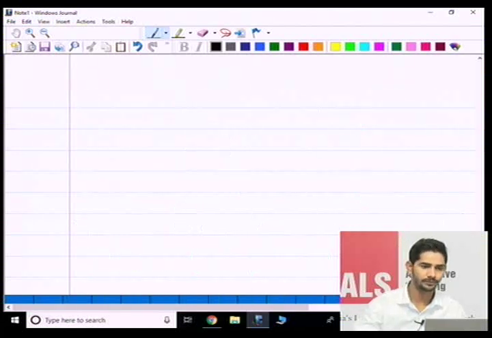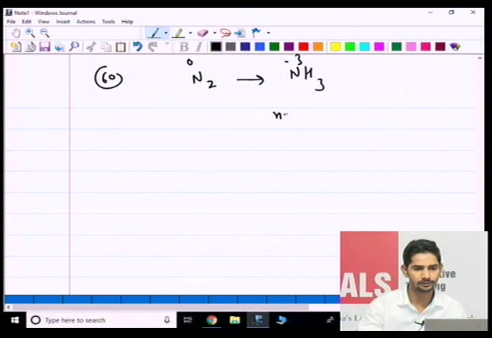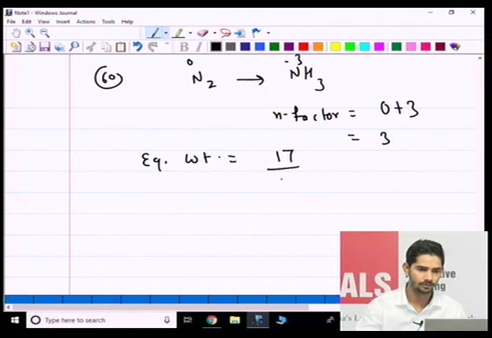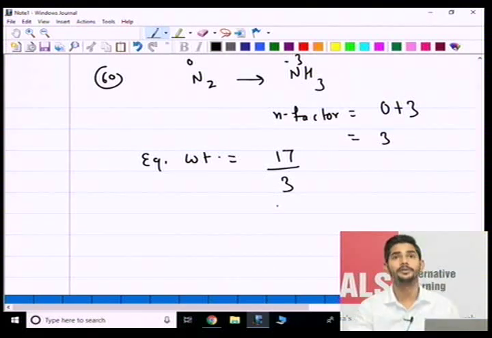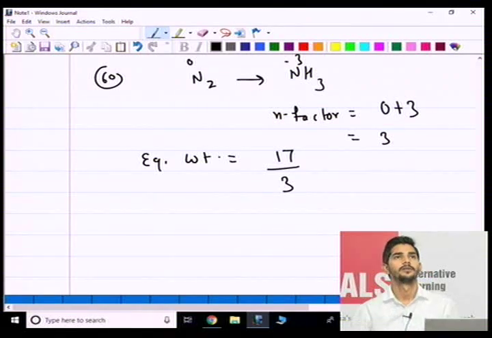First of all, let me solve the question number 61. NH3, 0 minus 3, here n factor of ammonia. This is what? 0 minus 3. Minus will become plus, okay. So the equivalent weight will be what? Molecular weight of ammonia, which is 17 upon 3. So option number 4 should be the right answer. Now is it clear? Question number 60.